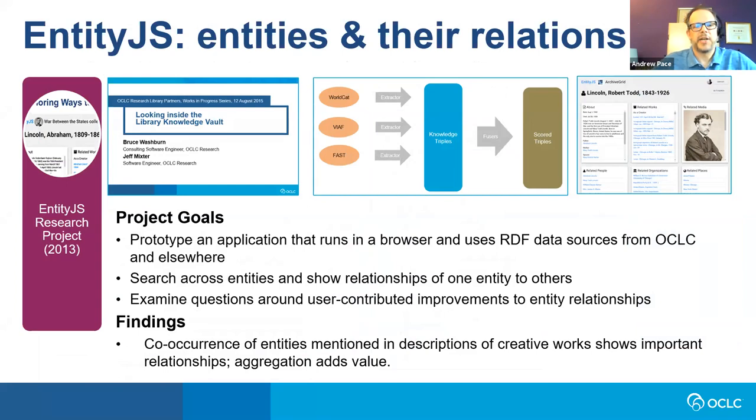The Entity project evaluated end-user discovery uses of linked data. It was a prototype to test WorldCat linked data for exploratory searching. We took WorldCat linked data for creative works associated with topics and built new indexes for entities, including people, organizations, places, events, topics, and works that were then presented in that data. We examined those entity relationships and built a UI to search the indexes. The key findings were that co-occurrences of those entities mentioned in the descriptive and creative works show important relationships, and aggregation adds a lot of value.